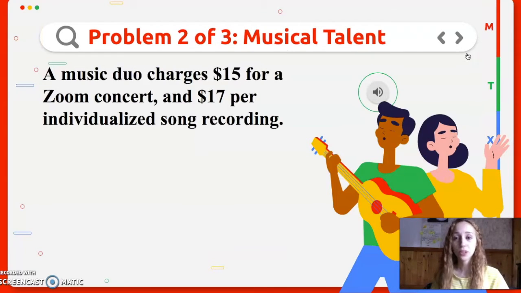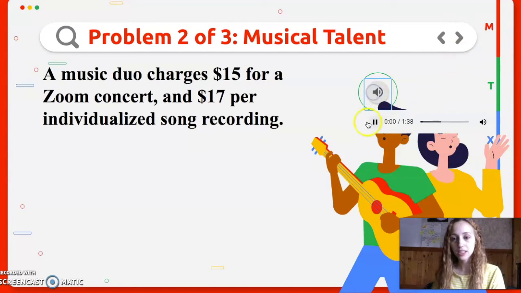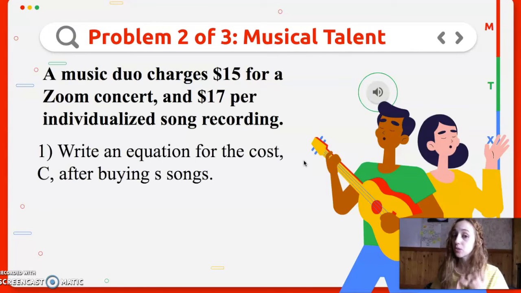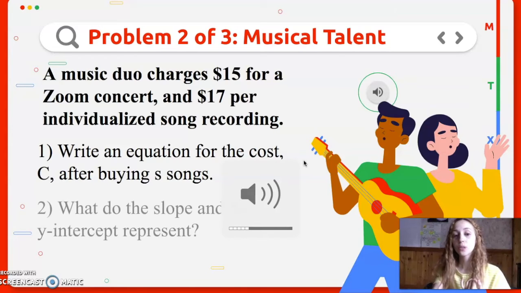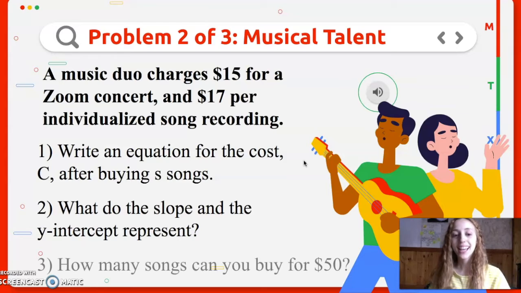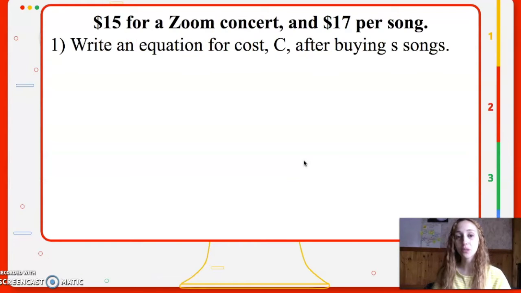Now problem 2 of 3 is our musical talent. A musical duo charges $15 for a Zoom concert and $17 for individualized recording. So what do we need to do? We need to write an equation for the cost C after buying S songs. We need to explain what the slope and the y-intercept represent. And we need to say how many songs we can buy for $50. Well, let's start with the equation. $15 for a Zoom concert and $17 per song.